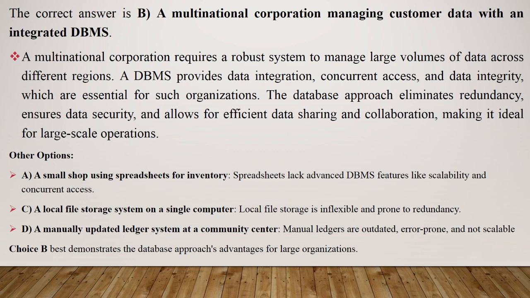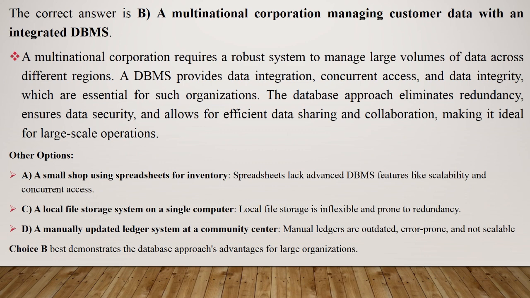The other one is C, a local file storage system on a single computer. On a single system, there is no database. In a single system, there is no sharing. A local file is inflexible or prone to redundancy. If an error happens on that system, then everything will be lost. Like the multinational corporation, a database may be distributed in different locations. If something happens, you can get it to work from other servers. But here a local file storage system on a single computer is false.